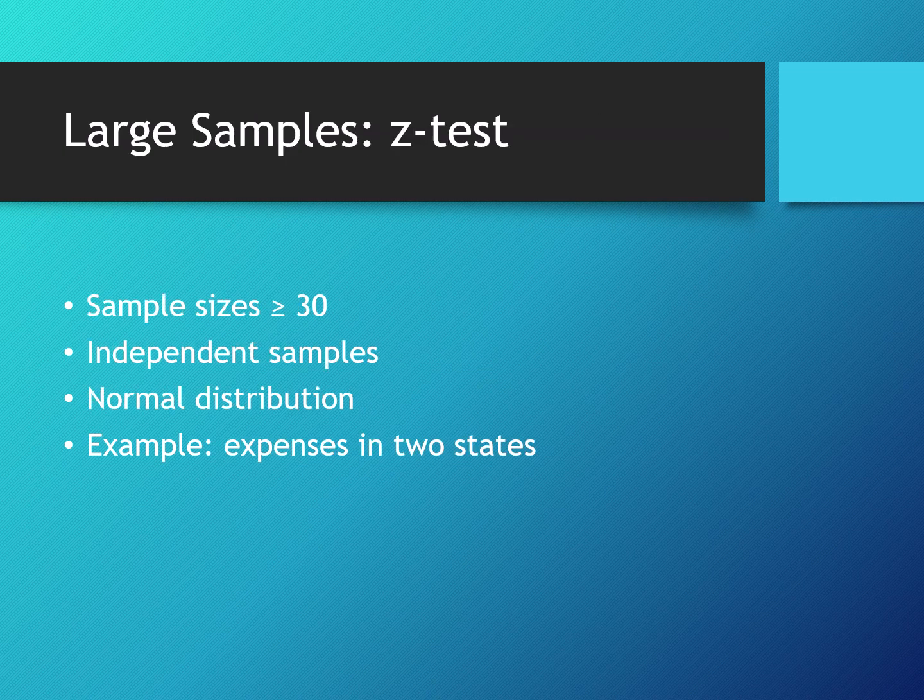Large sample z-test. When both samples are large, we use a two-sample z-test. Usually, each sample size should be at least 30. The samples must also be independent and random. In this case, we use a normal distribution. For example, we compare average expenses in two different states.